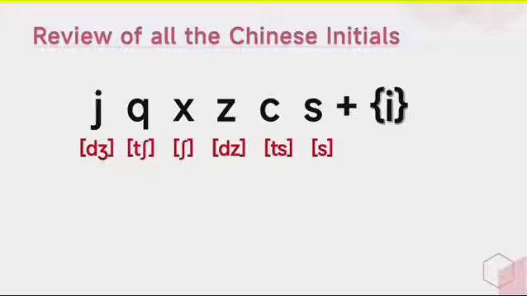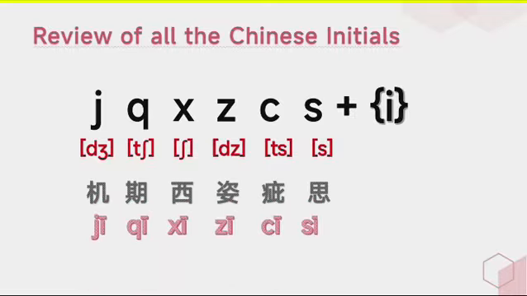Though ji, qi, xi, and zi, ci, si both contain a hidden vowel e in pronunciation, their syllable spelling differs. When ji, qi, xi are paired with the hidden vowel e, the syllables should be spelled out like ji, qi, xi.